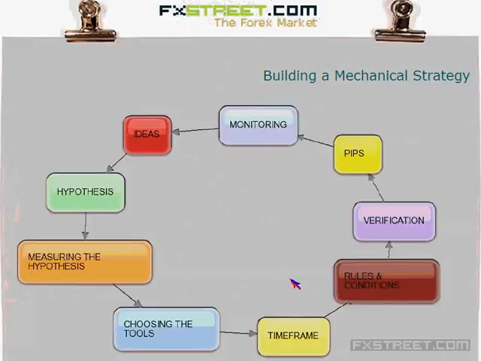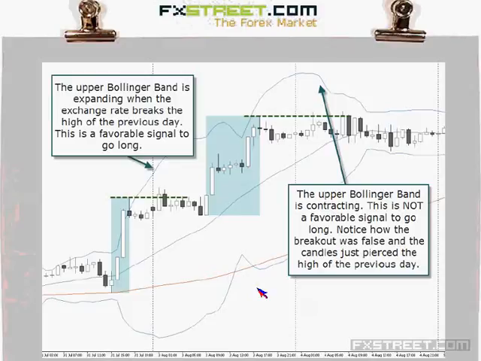Okay, so at this stage we would be here, at rules and conditions. And again, from rules and conditions to time frame, or rules and conditions to choosing the tools, or rules to even measuring hypotheses, there are loops. There are loops backwards and forwards inside the whole circle. This is more or less where we are now.